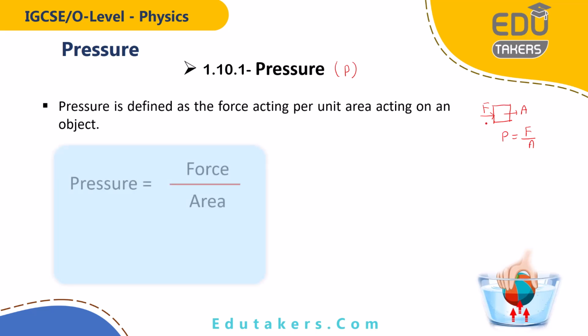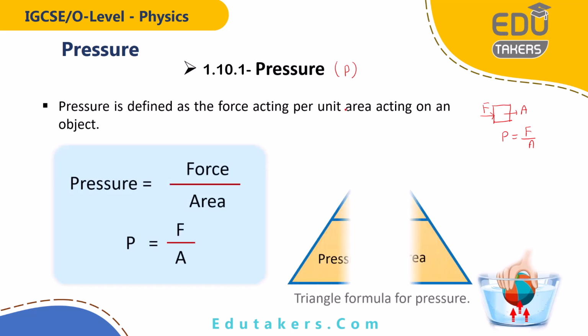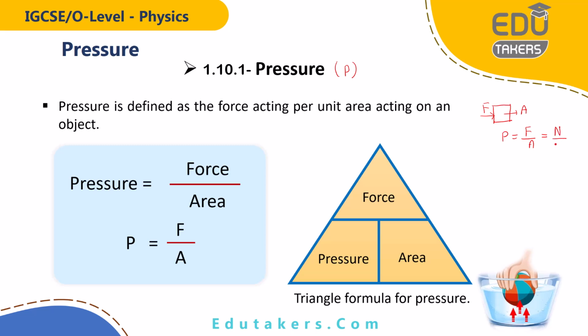When we have to see the unit of the pressure, as you know that pressure is equals to force per unit area, and force is measured in Newton, while the SI unit for the area is meter square. So pressure is measured in Newton per meter square. This is the SI unit for the pressure.